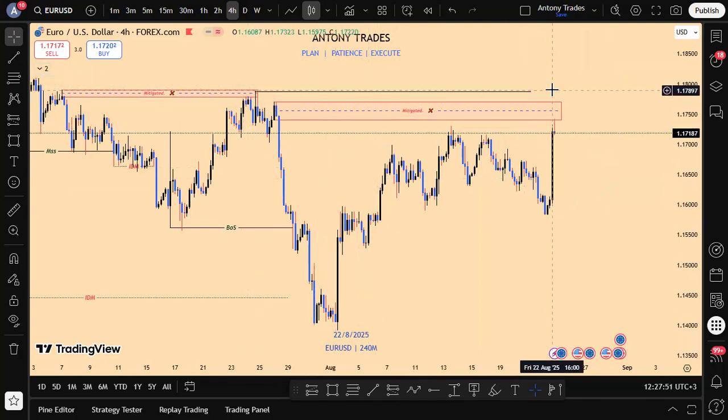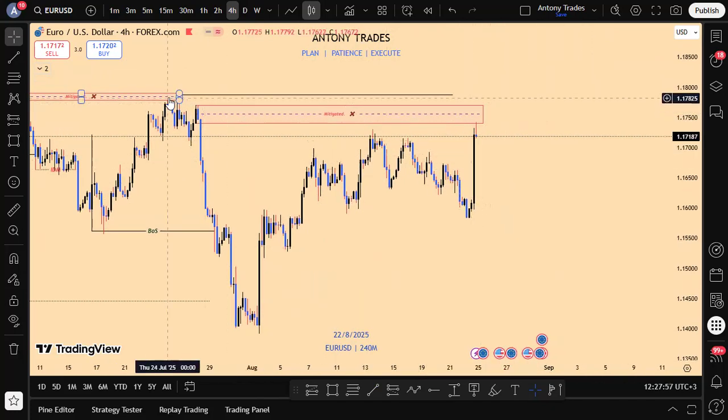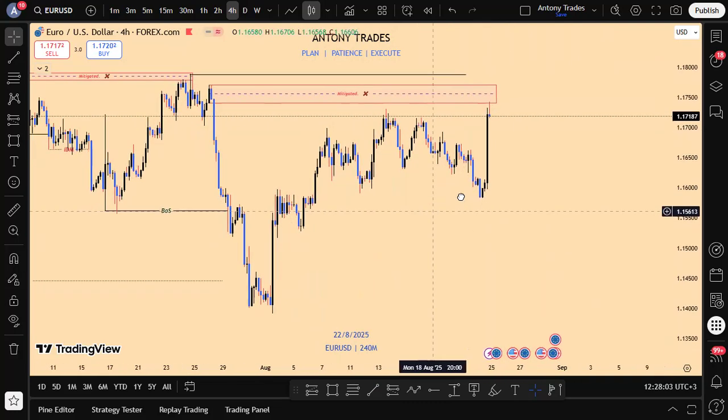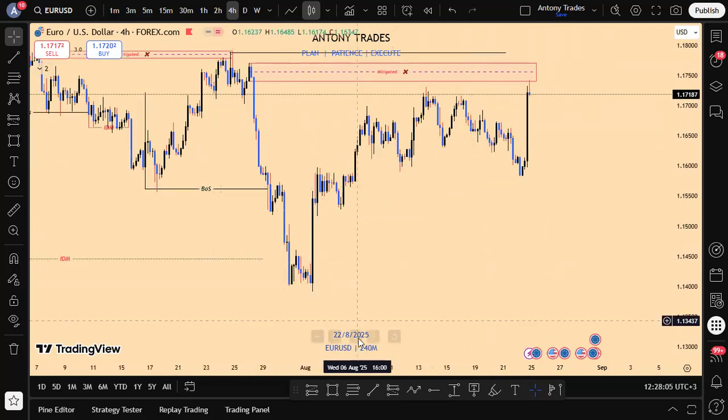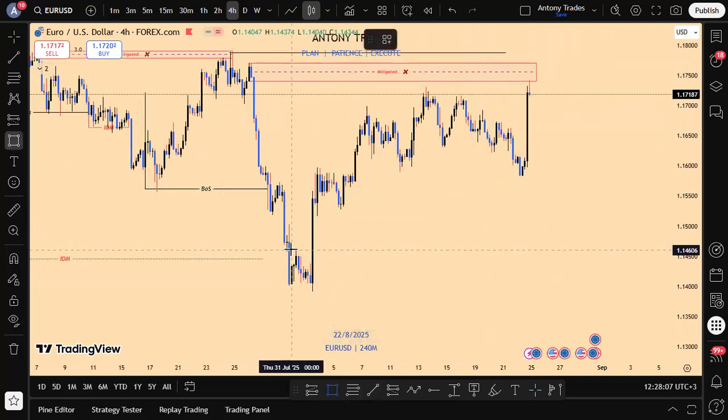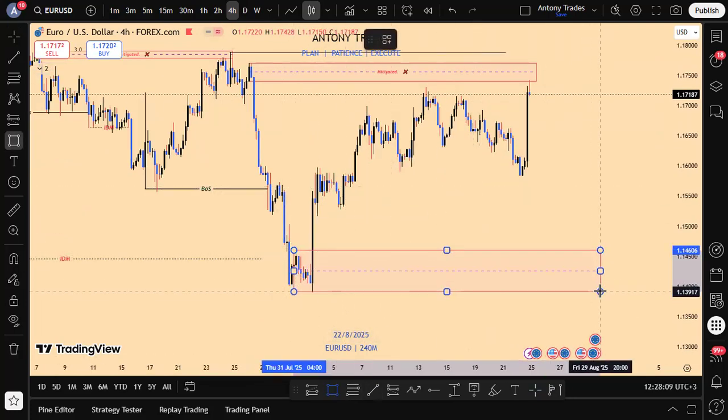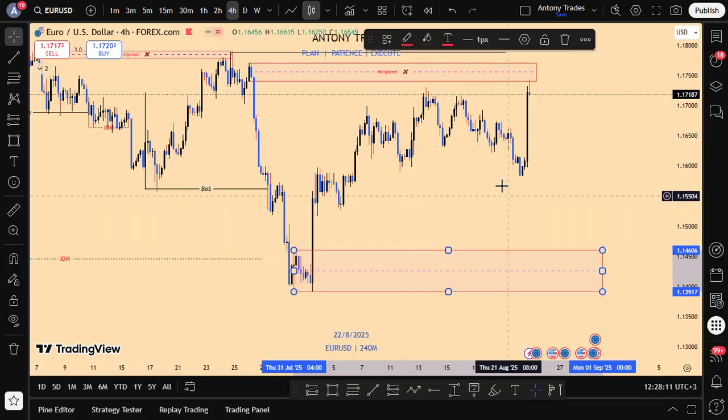So if the market fails to break this high, then I will be looking for sells like this. But if the market breaks this high here, then it simply means I will be looking for the buys. And where will I buy from? Following the order flow, this is the last order flow that I can identify here.